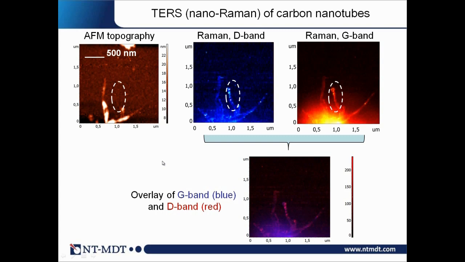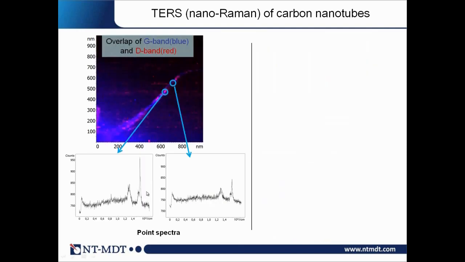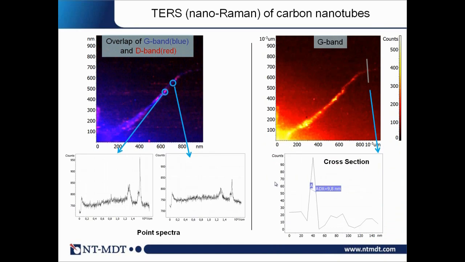And now let us zoom in into this area and see what is there. And here it is. This is a many pixel tip-enhanced Raman spectrum of a carbon nanotube, overlay of G and D bands and with corresponding point spectra, and with a little bit of a caution, but taking cross section at the thinnest area at the end of the nanotube, we can probably claim lateral resolution close to or less than 10 nanometers.